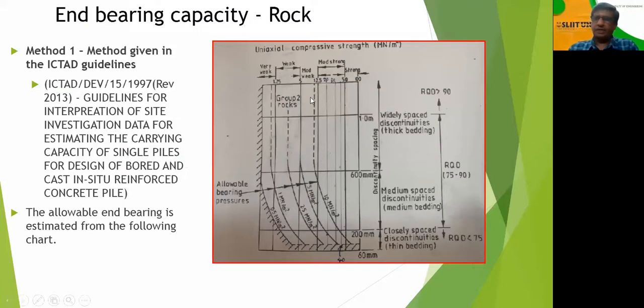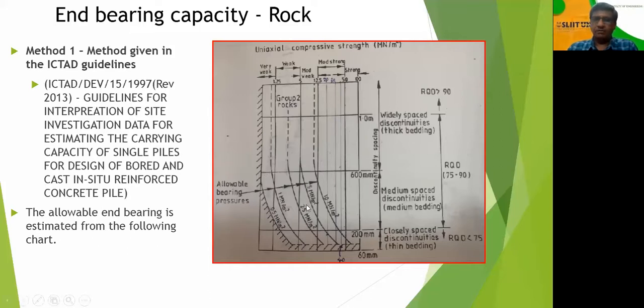But when it comes to the end bearing values, if you look at this particular chart, that is given in the CEDA ICTAD guidelines. This is the chart that is used most probably by most of the engineers in Sri Lanka. I am not criticizing the use of this particular chart, right? With the limited number of test results, we should have used something to estimate the allowable end bearing capacity. So what is given here is actually allowable bearing pressures, right?